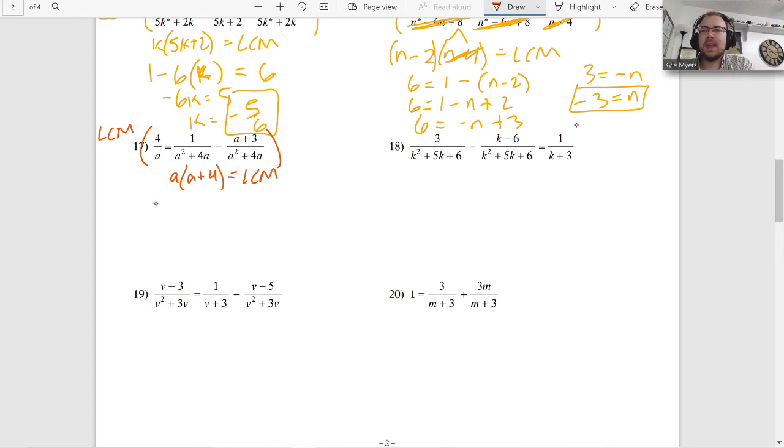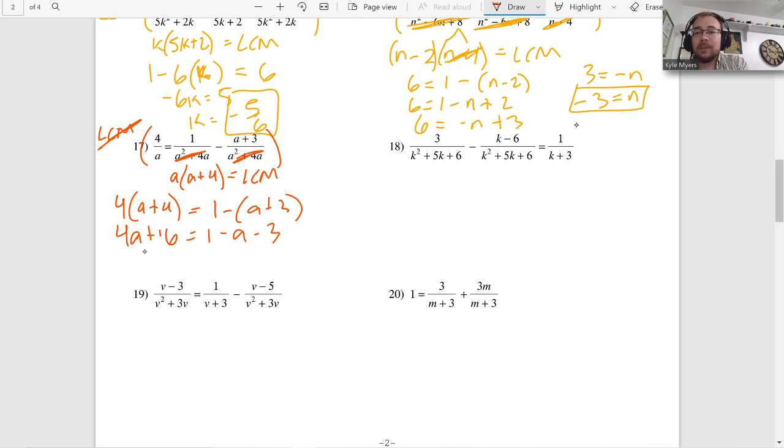A cancels with a, and I'd have 4 times the quantity a plus 4 equals. These denominators are the same, so they cancel with the LCM. So it's just 1 minus the quantity a plus 3. This is 4a plus 16 equals 1 minus a minus 3.